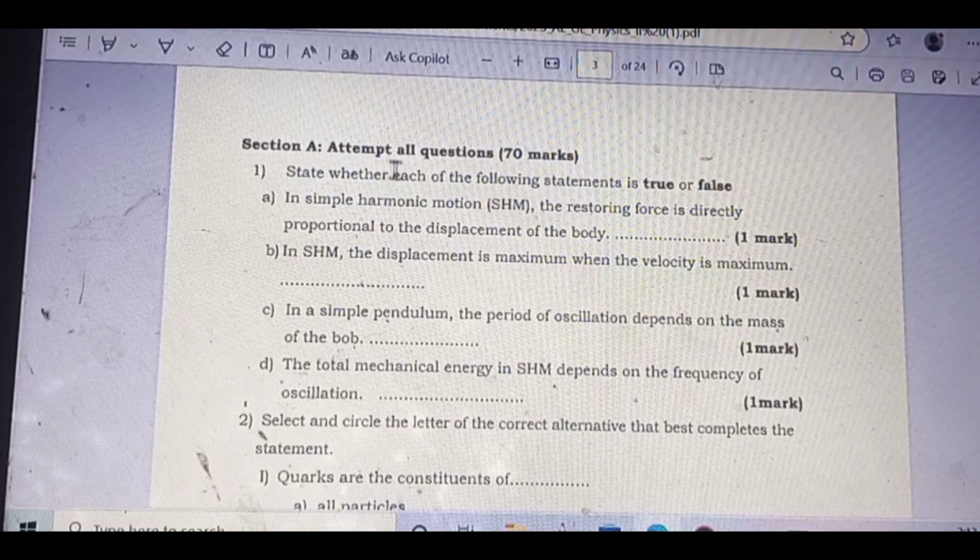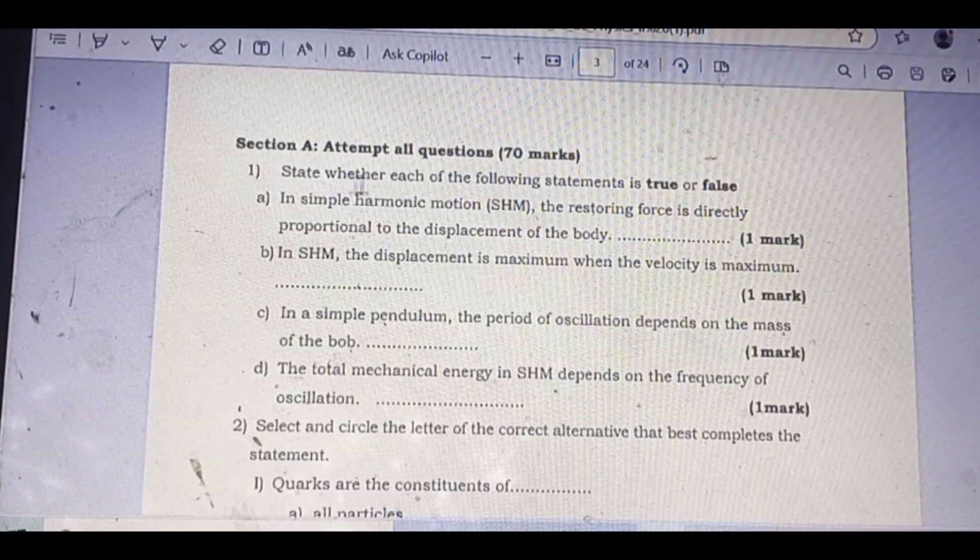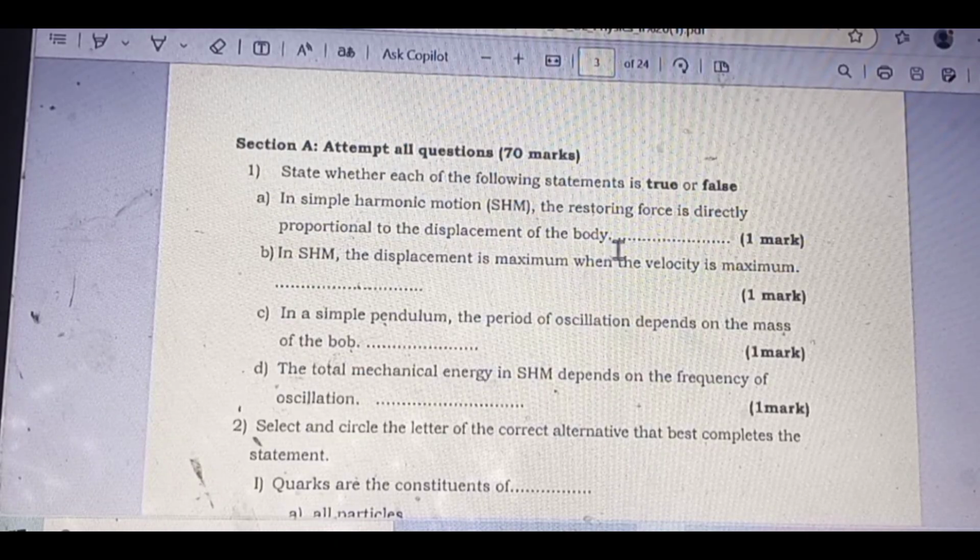Section A. Attempt all questions. 1. State whether each of the following statements is true or false. A. In a simple harmonic motion, the restoring force is directly proportional to the displacement of a body. The correct answer is true because the restoring force is directly proportional to the displacement in simple harmonic motion.